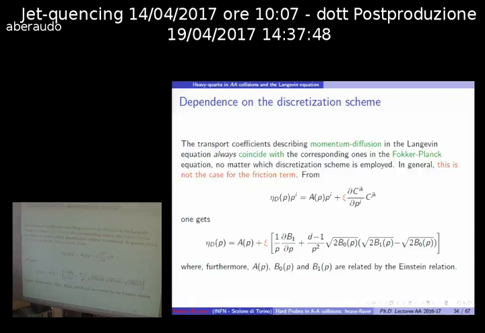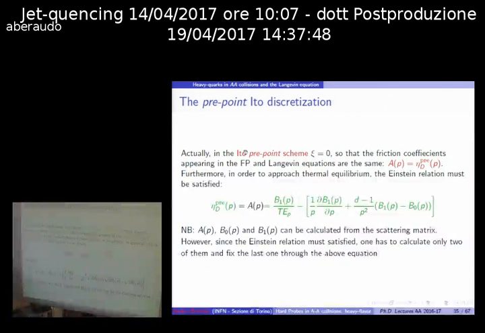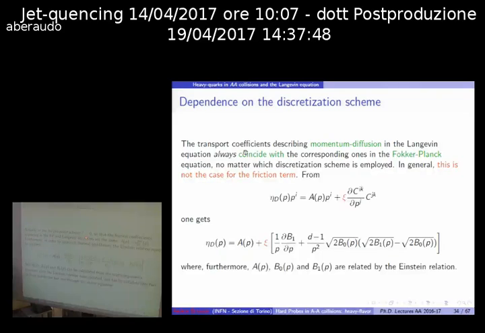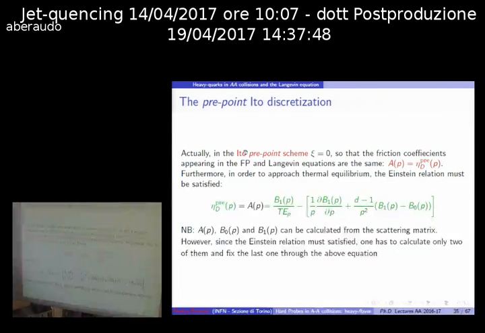Here I have simply written explicitly this derivative. But actually what people do more often is to work in the Ito pre-point scheme, in which this factor psi is equal to 0, so that the two objects coincide. So the friction coefficient in the Langevin equation coincides with the friction coefficient in the Fokker-Planck equation, and is given by this Einstein fluctuation-dissipation relation.